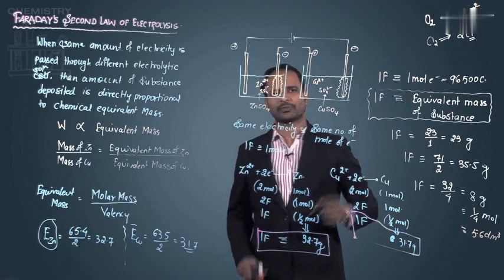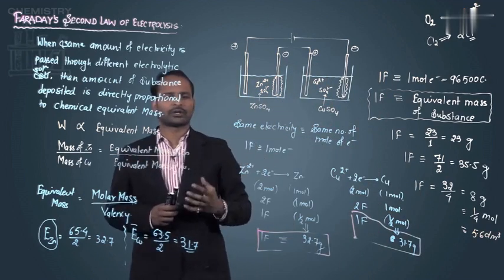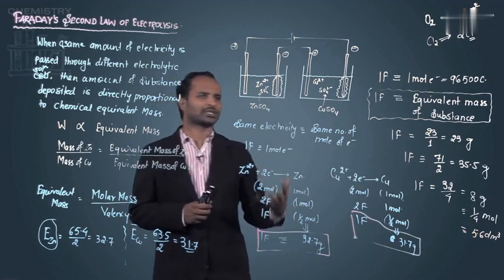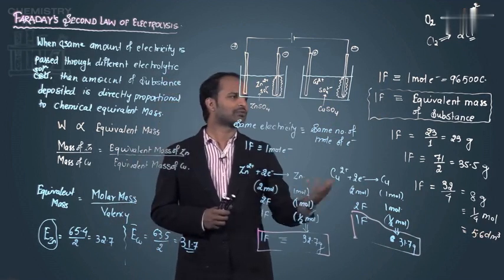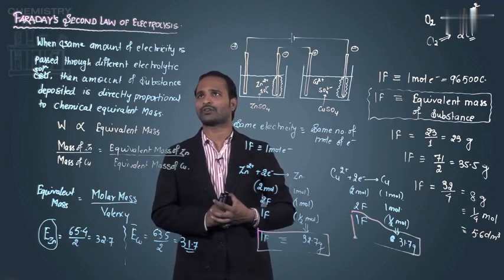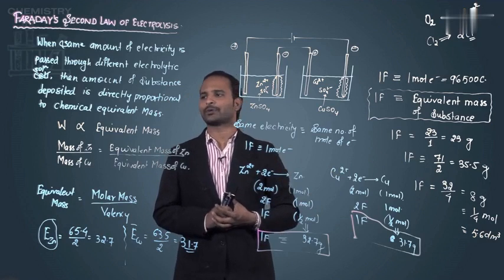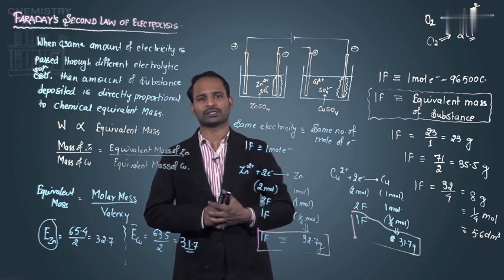So a very important statement: the amount of substance deposited when 1 Faraday of electricity is passed is equal to its equivalent mass. This is the second law of electrolysis, according to which the amount of substance deposited is directly proportional to the chemical equivalent mass of the substance.